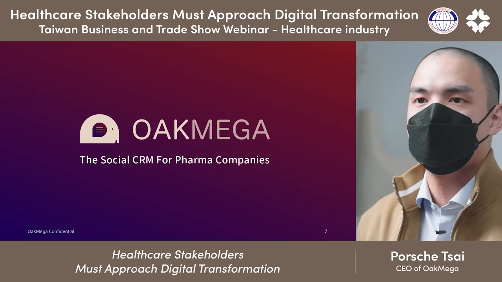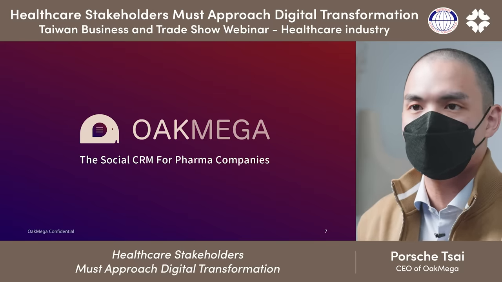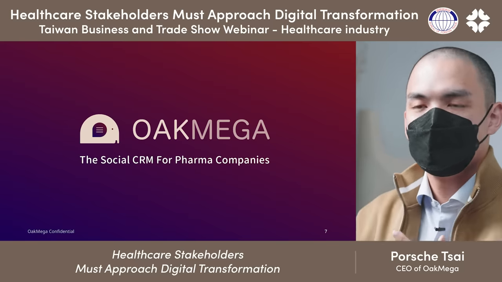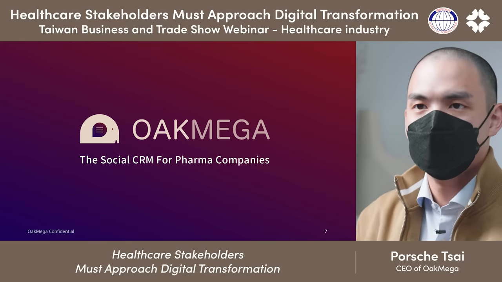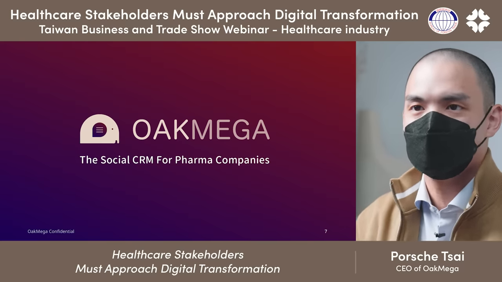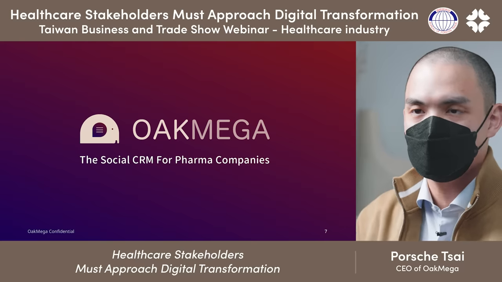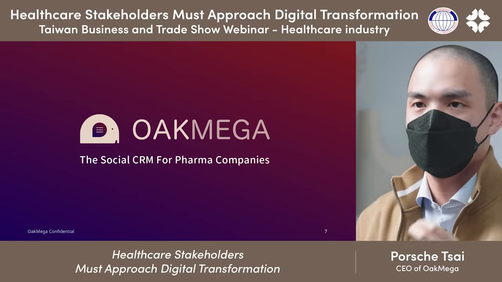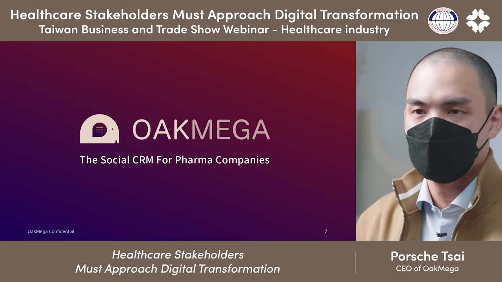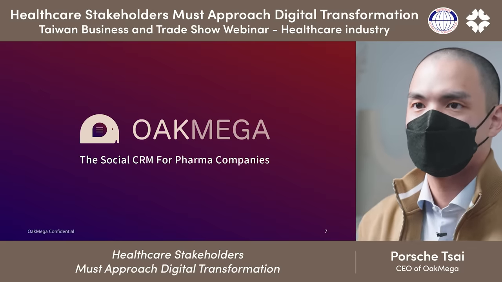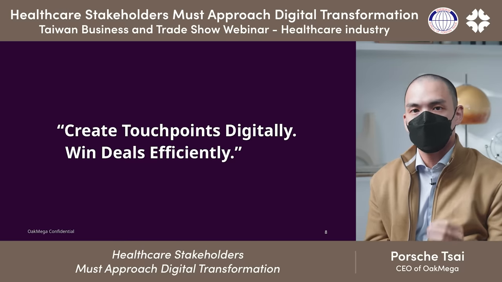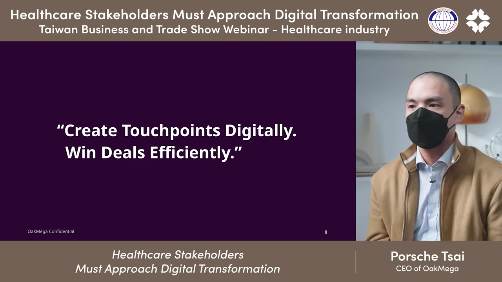So this is why OakMega develops social CRM. We want to help pharma companies to build relationships on social platforms and build interactive relationships to bond with HCPs better, to help HCPs know your product better, to help the patients get the right medicine they need. OakMega wants to help pharma companies to create touch points digitally and win deals efficiently.